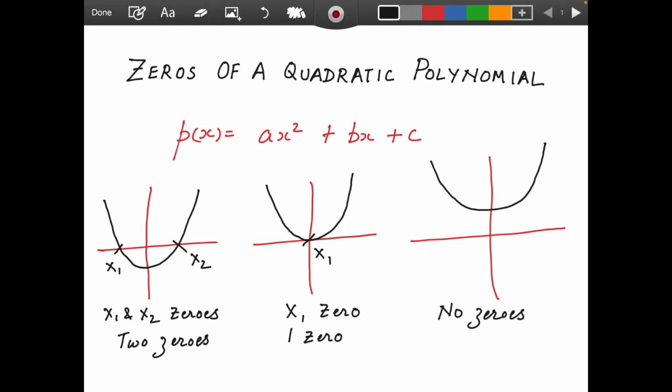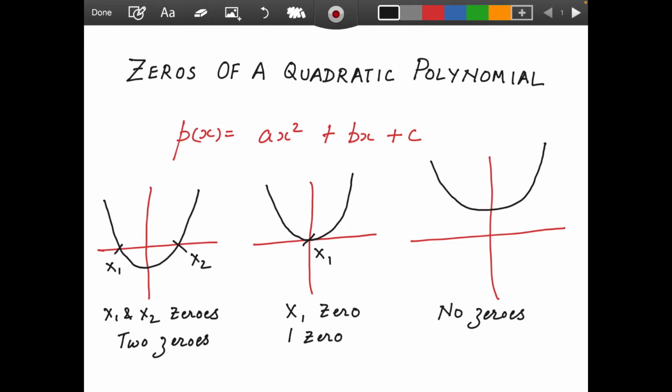So by looking at the quadratic polynomial, how can we tell whether there would be two zeros, or one zero, or no zeros at all? Let's learn about an approach using which we can determine whether there would be two zeros, one zero or no zeros.